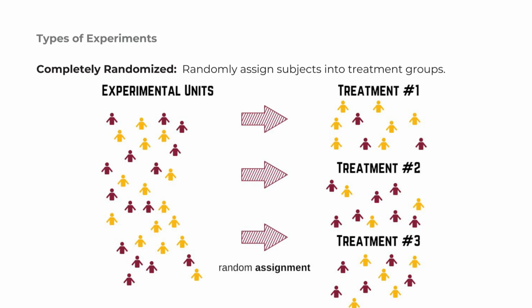So we can also discuss different types of experimental designs. This is not a comprehensive list. There are other types of experiments, but these are three that we'll talk about in this class. The first is the most basic, a completely randomized experiment. In this case, we have everyone that has agreed to be in our experiment, which we'll call our experimental units. And then we just randomly assign them to our three different treatment groups.